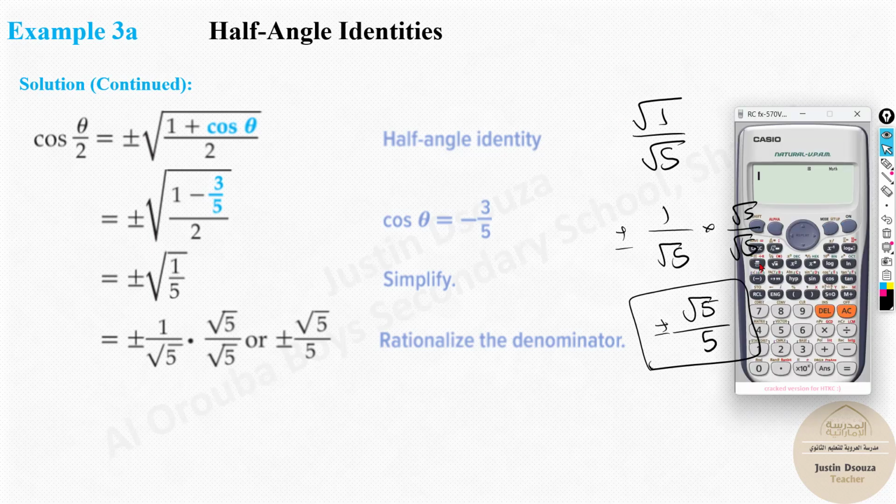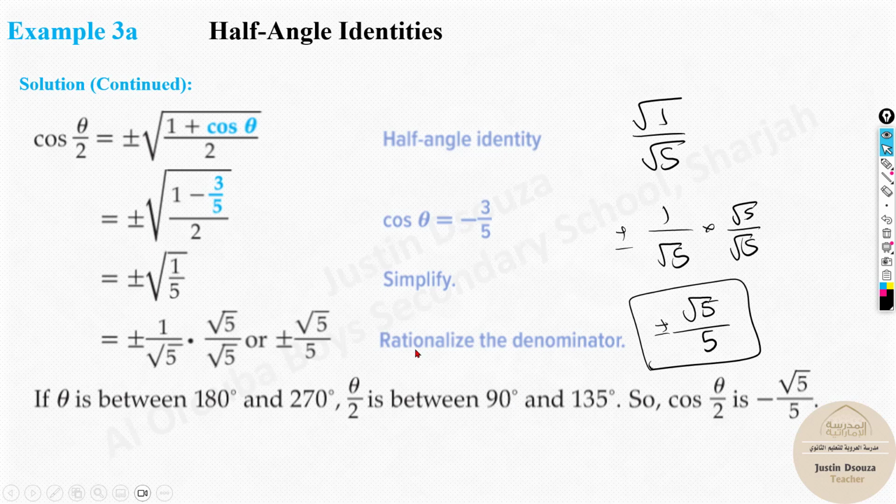I'll just show you how to do it. So in your calculator, if you type this value, 1 divided by 5, you're going to get some value that is 0.447. Now, you will have 4 options like this, right? Solve all of them and you will get only one correct answer. That will be for root 5 by 5, 0.447. This is how you can check the answer.